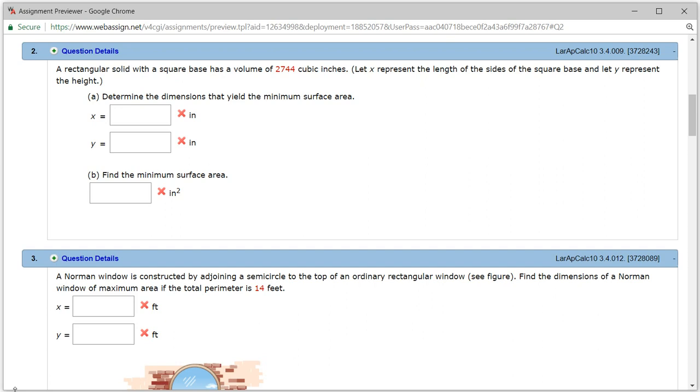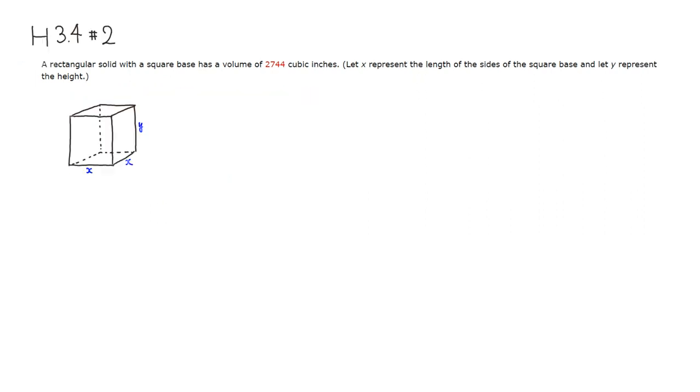All right, let's look at homework 3.4, problem number 2. We have a rectangular solid with a square base that has a volume of 2744 cubic inches, and we want to determine the dimensions that yield the minimum surface area. All right, so let's do that.